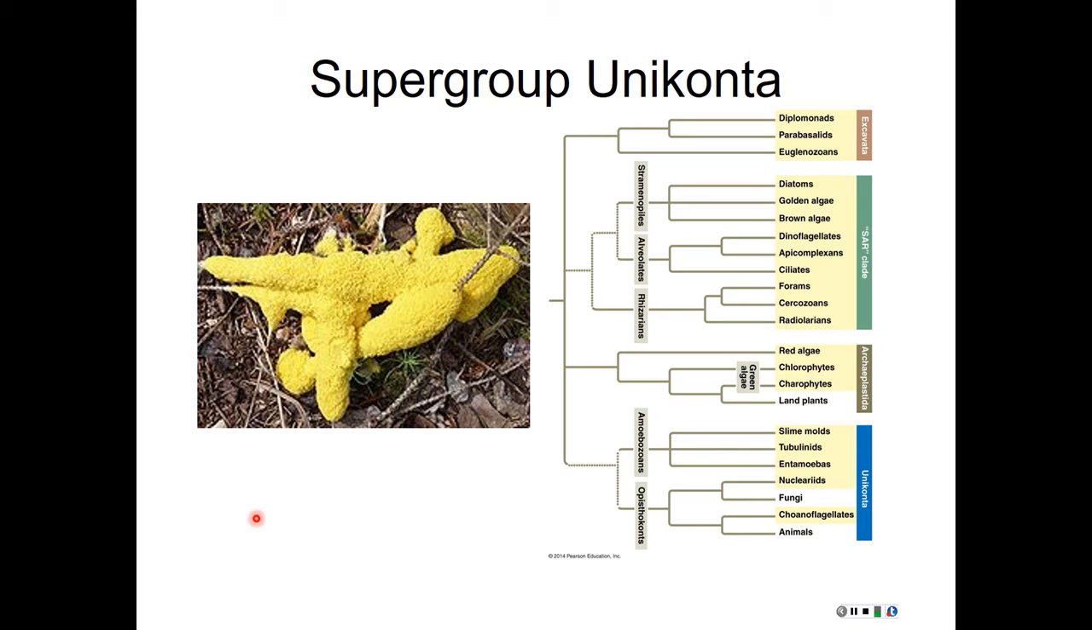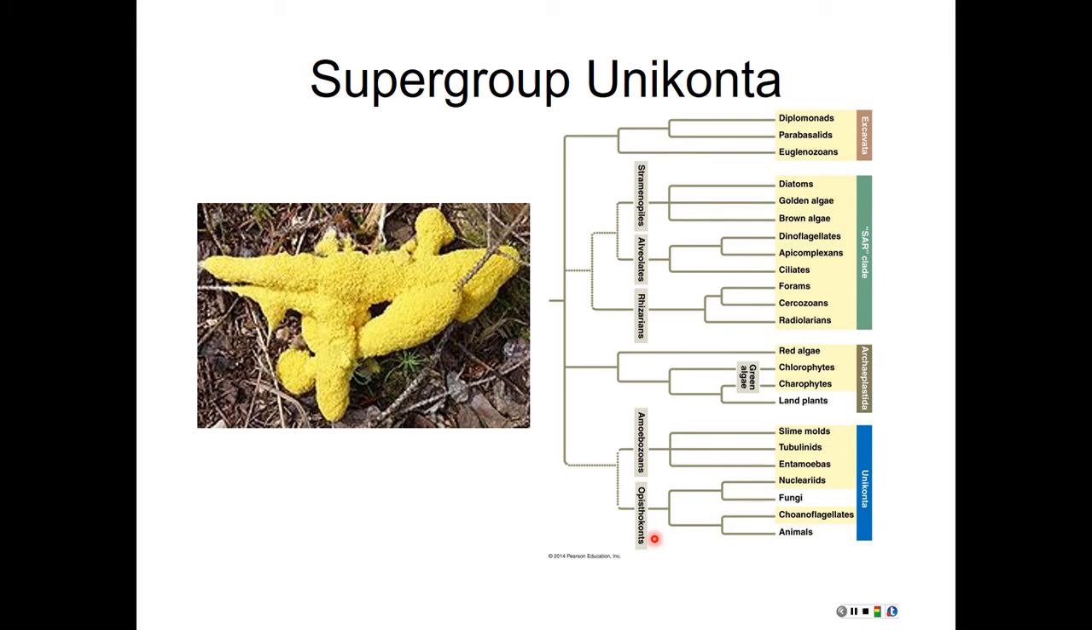Okay, so here we have the supergroup right here. It includes a whole big bunch of stuff, some of which are protists and some of which are not protists. So we are basically going to talk about this branch, the amoebozoans. But let's look at this other branch known as the opisthokonts.